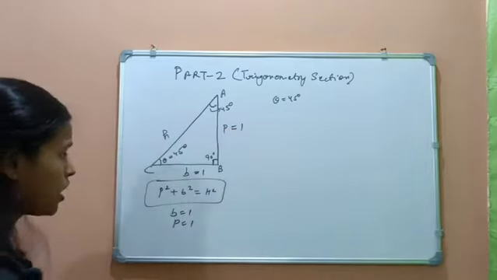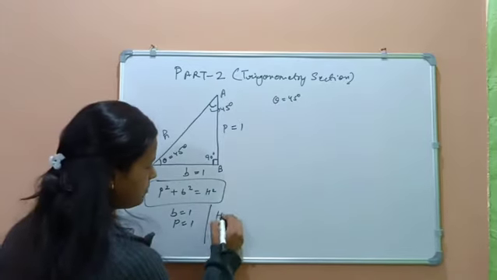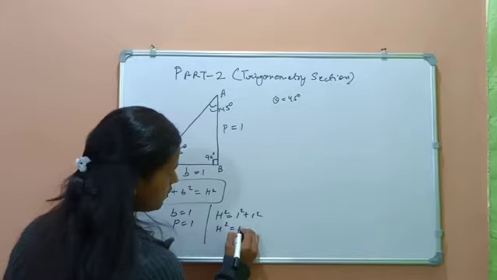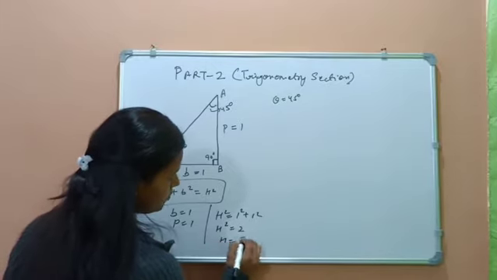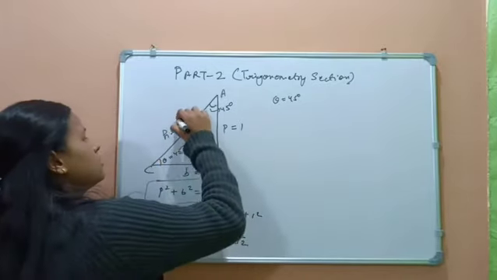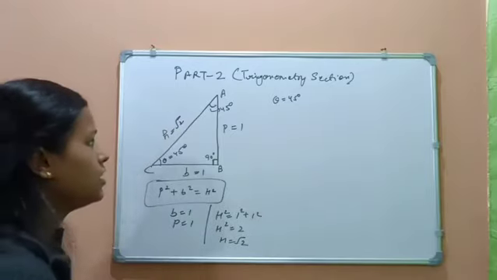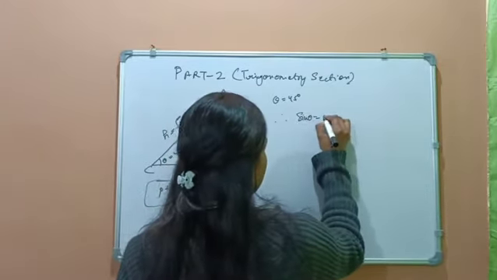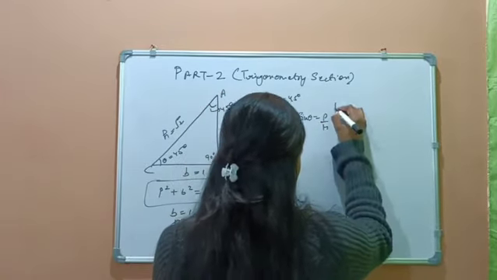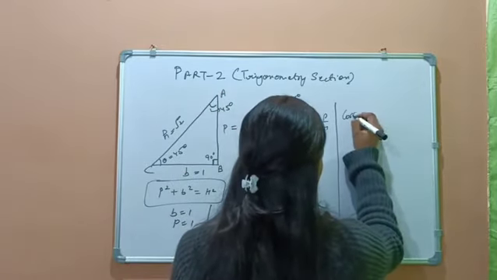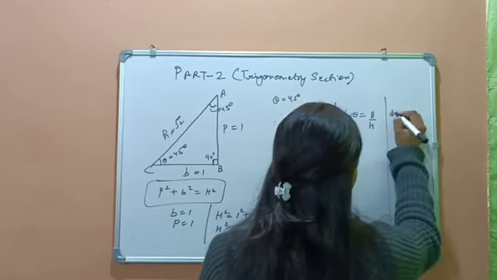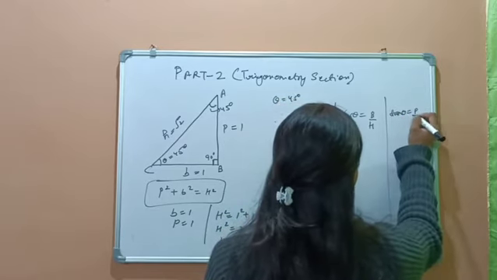Okay. So by Pythagoras theorem, hypotenuse square will be 1 square plus 1 square. So hypotenuse square will be 2. So hypotenuse will be root 2. Okay. So this is root 2. Clear? Therefore, we know that sine theta is equal to P by H. Cos theta is equal to B by H. And tan theta is equal to P by B.